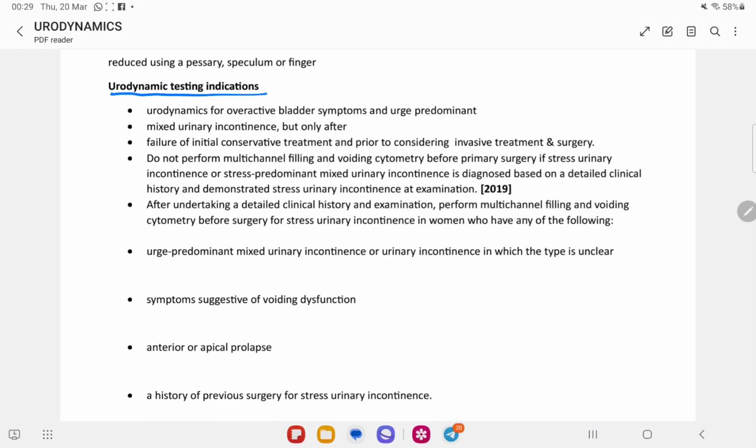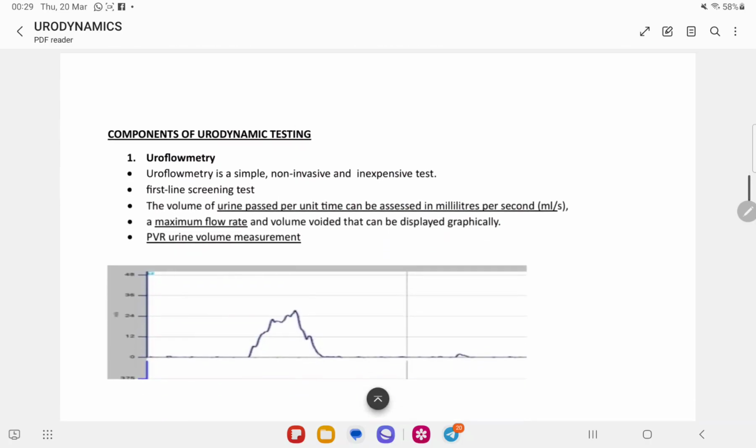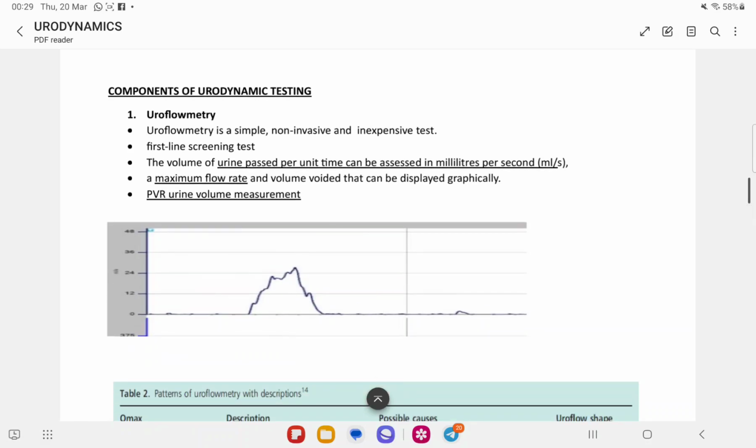Urodynamic indications should be very clear to all of you. The first one is overactive bladder and urge-predominant symptoms. For stress urinary incontinence, you have to do it only for certain indications, otherwise you are not going to do it. Now, the components of urodynamic testing.